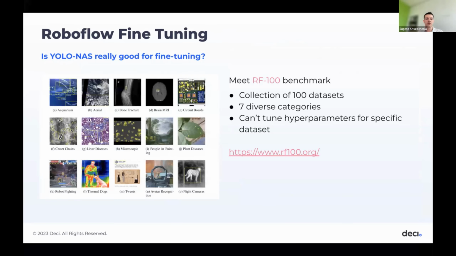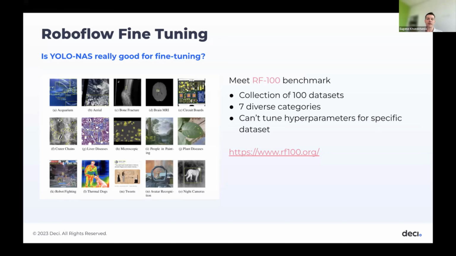It appears to be a great collection of data sets, called the Roboflow 100 benchmark. It contains over 100 diverse data sets over 7 different categories. Could be biomedical images, some microscopy, plant diseases, MRI, video games, thermal images, night cameras, and more.